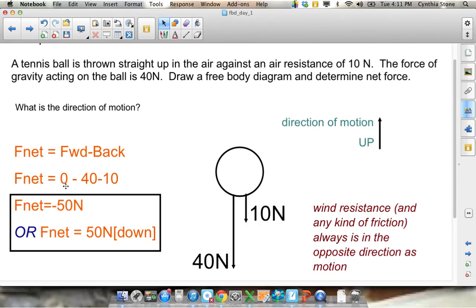So when I write it out, I've got my 0, which is my forward. I have minus 40 and minus 10, right? And they're both minuses because they're both against the direction of motion. And so my F net is minus 50, or 50 newtons down, which is a bit more clear when you look at it. And I'm going to say that's a reasonable answer. Put a check mark on that. Okay. So, very misleading. People always want to say some force of throw. It's not there. Once it's in the air, there's no force of a throw anymore.